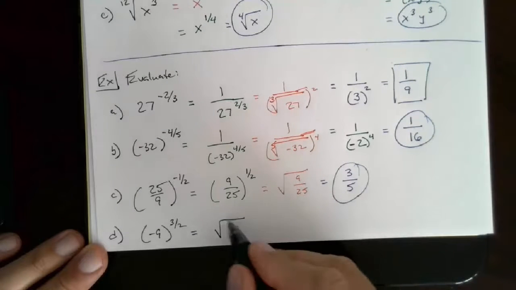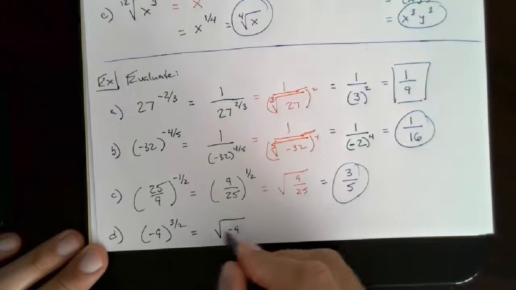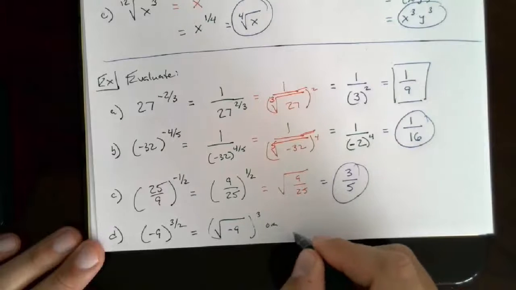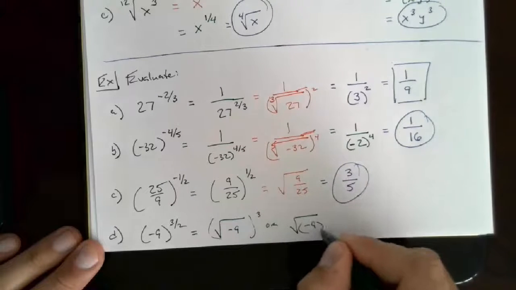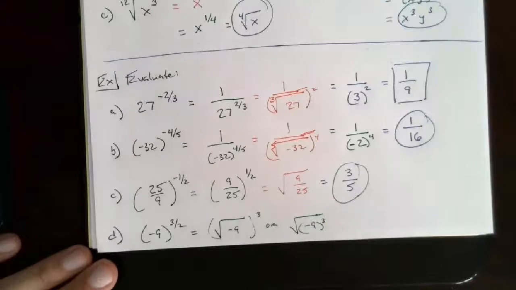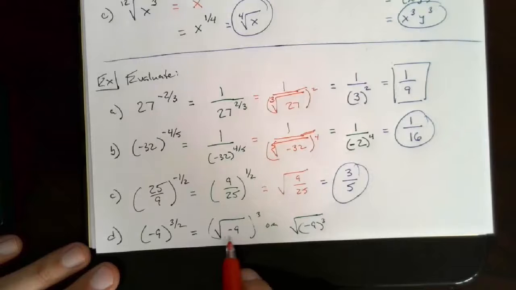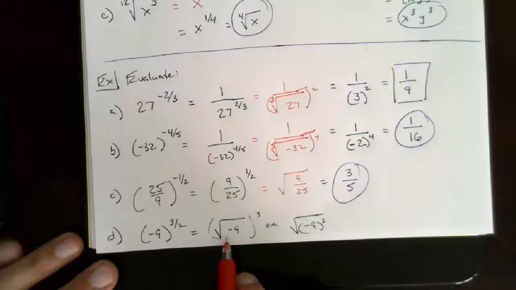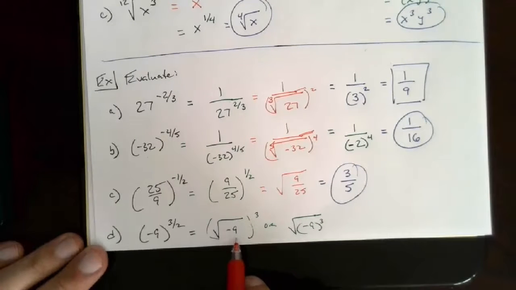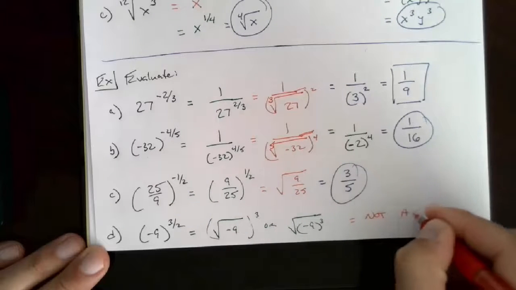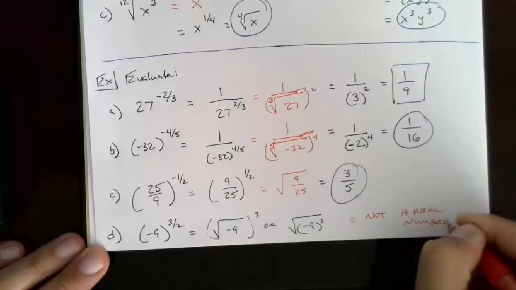Now you can raise that to the third power on the inside or the outside. So you could write it like this, or you could write it as the square root of negative 9 to the third power. Well, you should recognize something here. If I was looking at the first way of writing it, the square root of negative 9, we learned in the first part of this unit that the square root of a negative is not a real number. As soon as you see that, you know it's not a real number. You can't evaluate that. So this is not a real number.